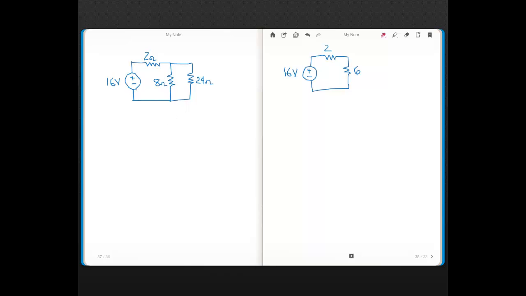You can see we have a 16-volt source and a couple of resistors here, an 8 and a 24 ohm, and then this 2 ohm here. So there's a couple of different ways we can approach a problem like this. One way is to first find the REQ for the source, and then once we have the REQ, we can find its current, and then see how that current for the source will split up as it flows within the circuit.